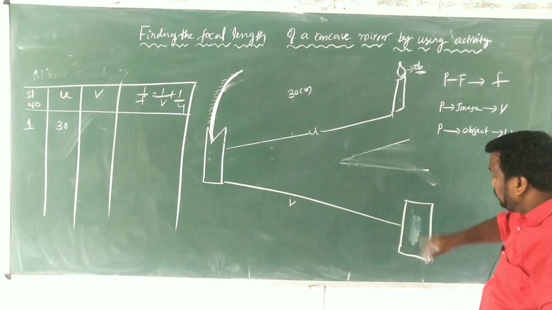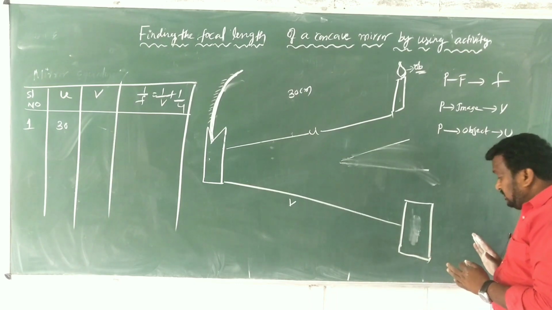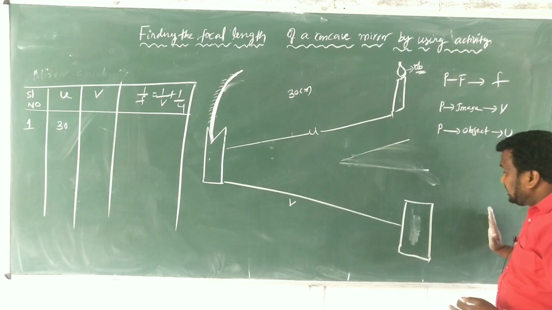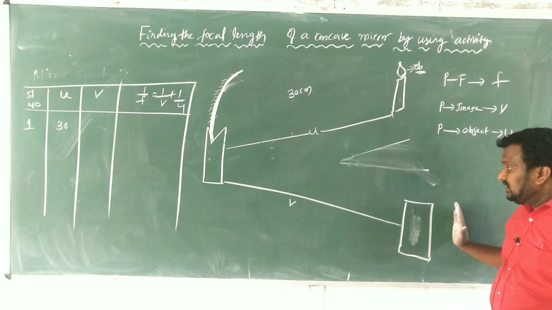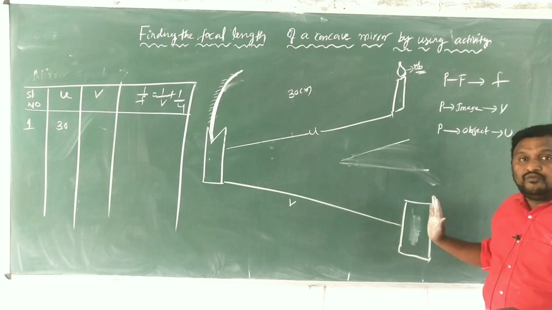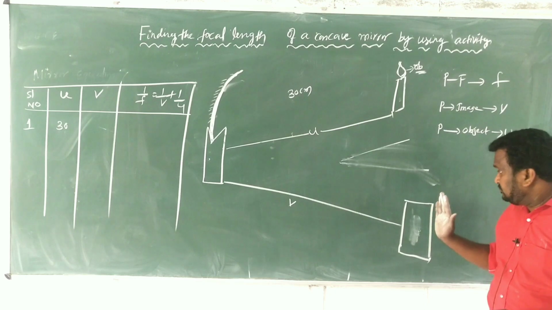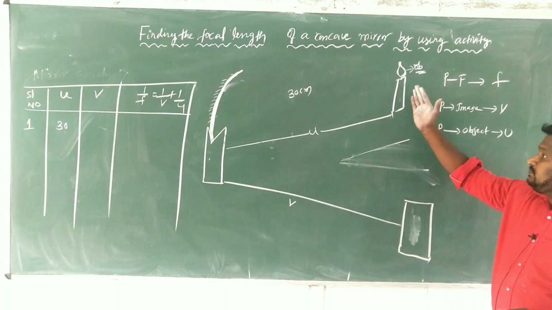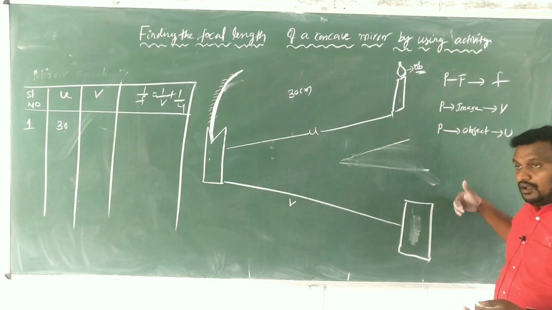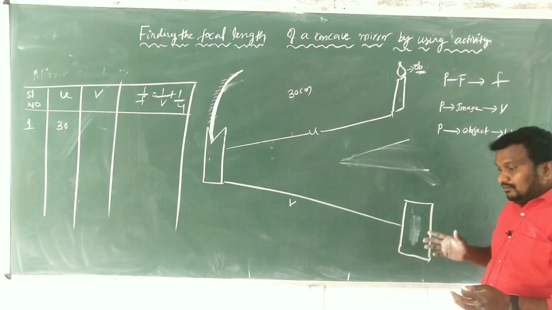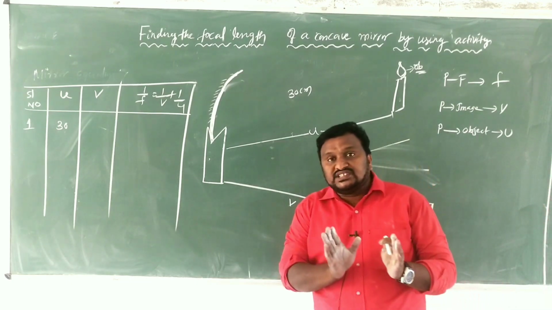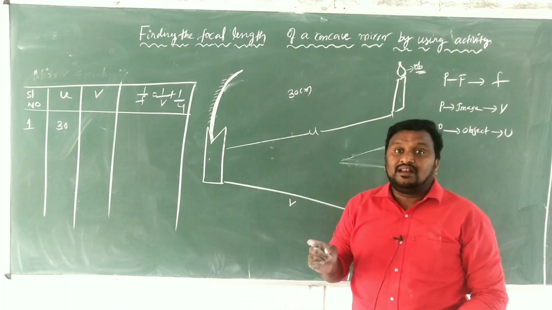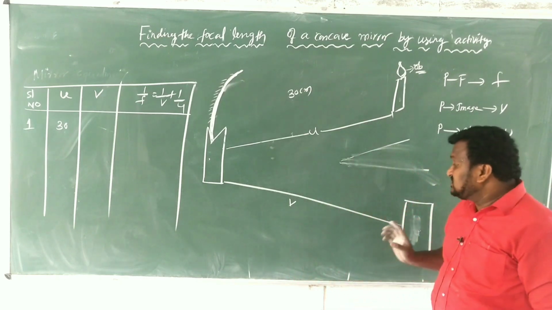For example, here there is no image on it. We simply take a screen like a paper, whatever it may be, and slowly move that screen towards the concave mirror until we get the image of that particular candle. Got my point? So after placing the object, in front of the concave mirror we have to take one screen, and from a long distance we have to move the screen towards the mirror until we get the image on the screen.